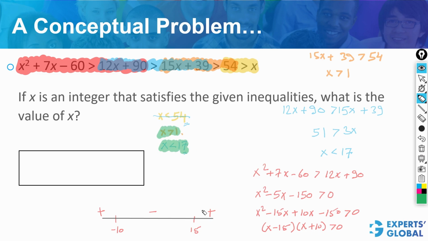Therefore, x lies in this region. So x is between 15 and 17, and it's given that x is an integer. The only integer in this range is 16. That's the correct answer. This is one of the most difficult questions you can get on the test. If you could solve this, great job. If not, don't worry, just grasp the concepts.